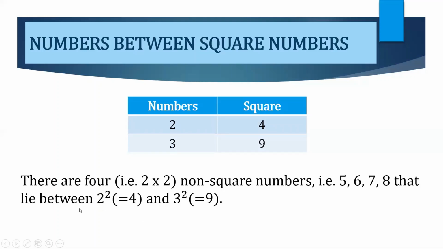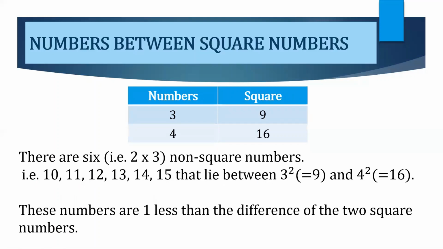So now if we have to find the number of non-square numbers between two consecutive perfect square numbers, then we can find it by a particular formula. See over here, one more example we have: 3 square is equal to 9 and 4 square is equal to 16. Again, 9 and 16 are consecutive perfect square numbers.